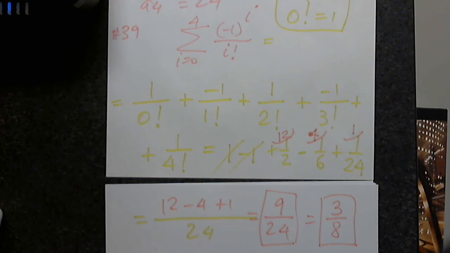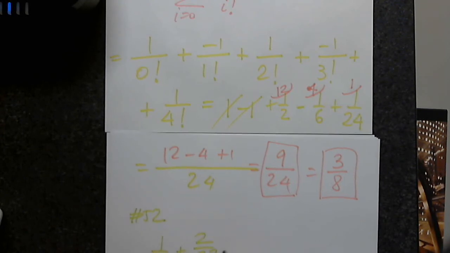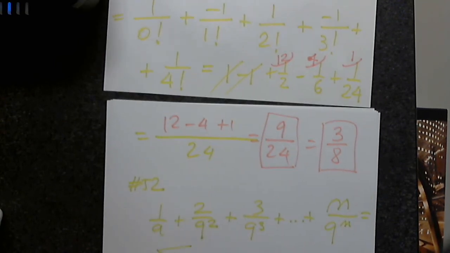Good. Express each sum using summation notation or the sigma notation, same thing. Okay, so let's look at 52. 1 over 9 plus 2 over 9 squared plus 3 over 9 cubed plus dot dot dot plus n over 9 to the nth power. So they want us to use the sigma or the summation notation, same thing.